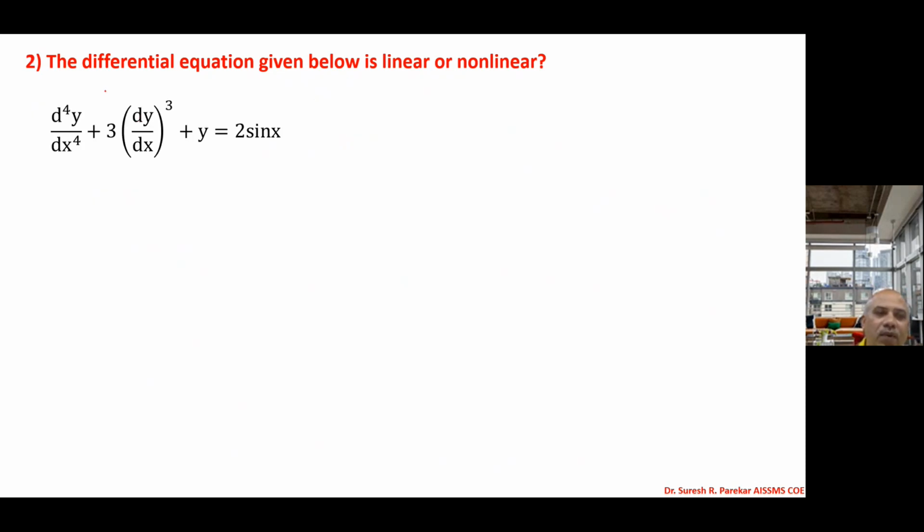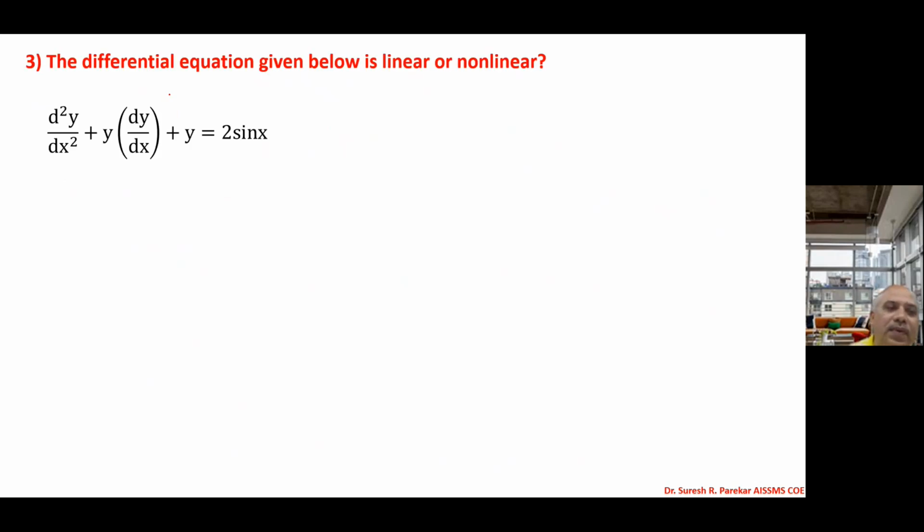Then we have this one, d4y by dx 4. Again you can see this will be power 1. So the order of the highest derivative is 4 and the degree is 1, so the first condition is satisfied. Second, now you can see this (dy by dx) cube. So this is a non-linear equation, because all your differential quotients should have power 1.